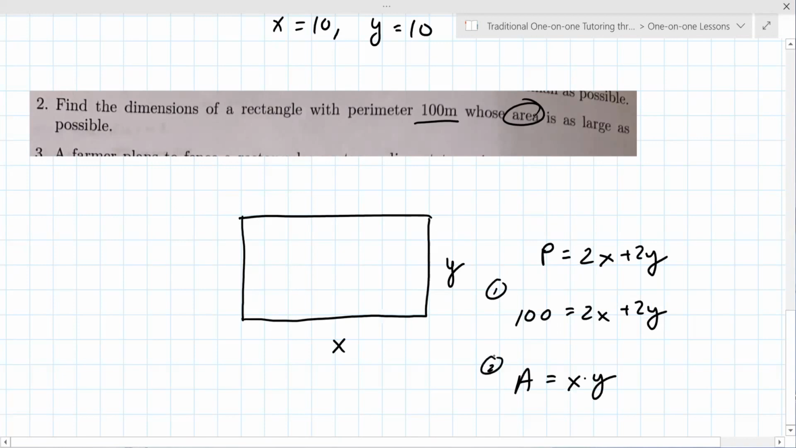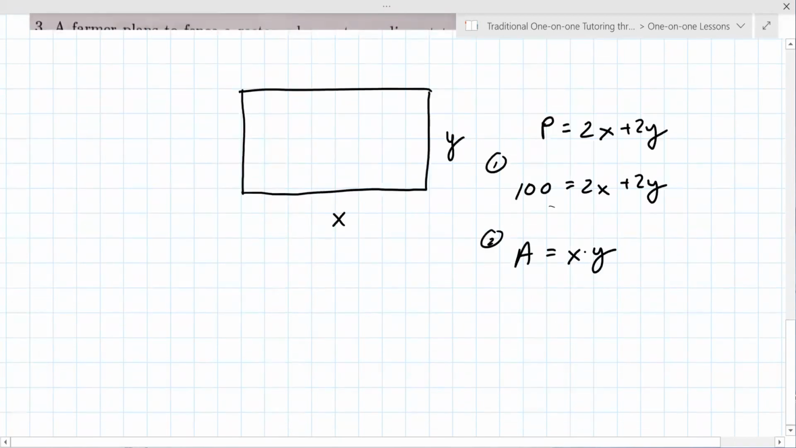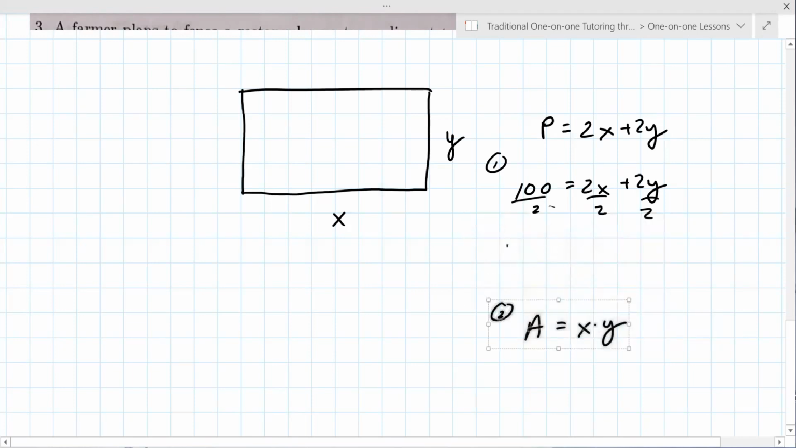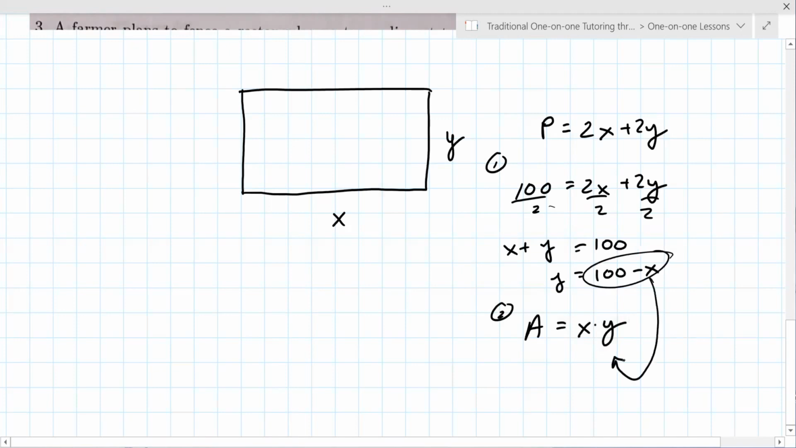So you solve the non-optimization equation and substitute it into the other. If you divide everything by 2, you get x plus y equals 50, and then y equals 50 minus x. So you take that and you substitute it in here. That becomes area equals x times (50 minus x).